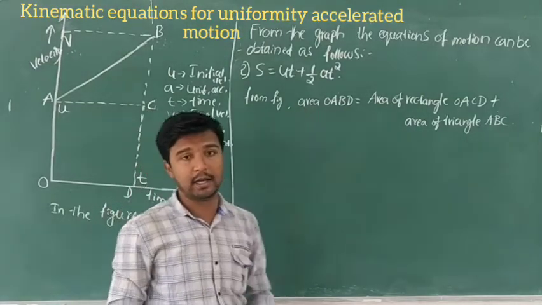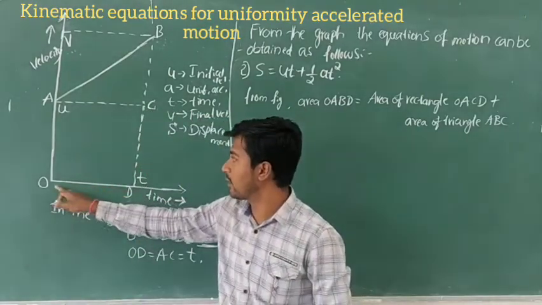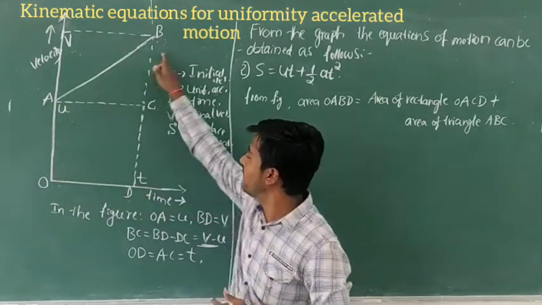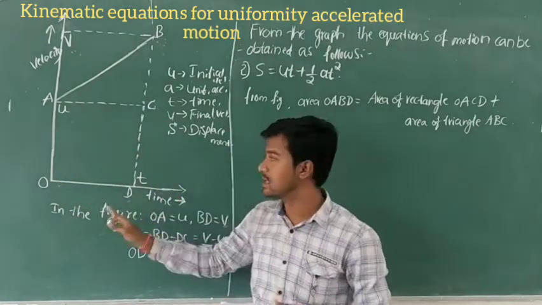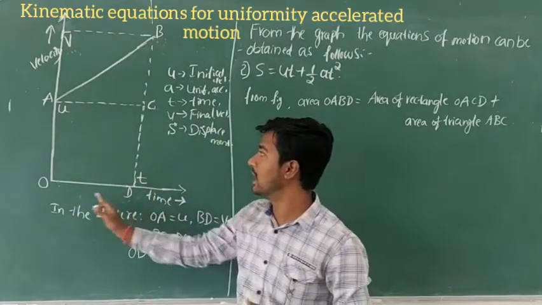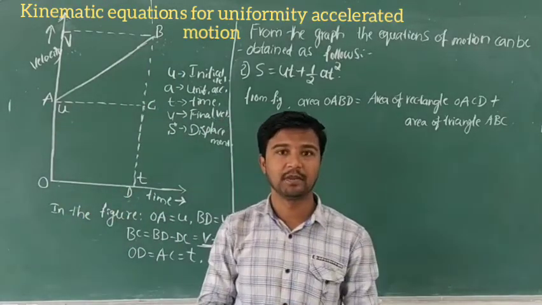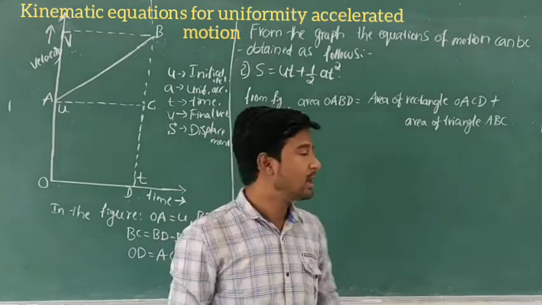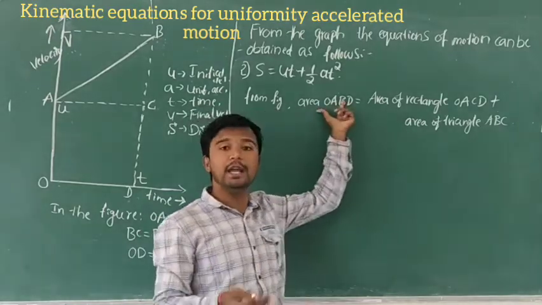Area OABD is the total displacement covered by the body. We have to take the area OABD. What is the diagram? It is a trapezium. So, area OABD equals what?